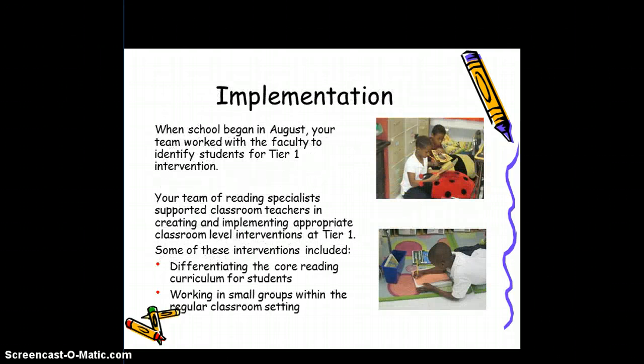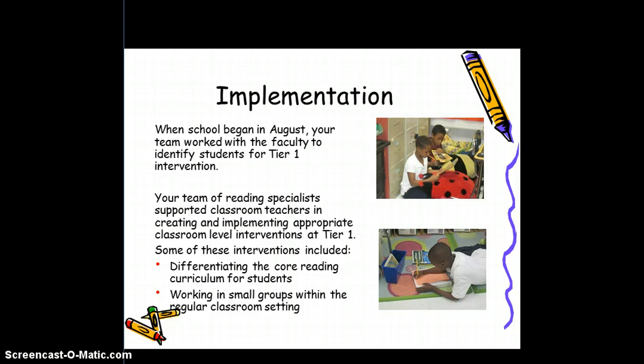So implementation. Imagining now that when school began in August, your team worked with the faculty, the teachers at your school, to identify students for Tier 1 intervention. So from watching the module, you went through the screening process similar to what they describe in the module, and you found some students in each classroom that qualified or were candidates for Tier 1 in-class intervention.